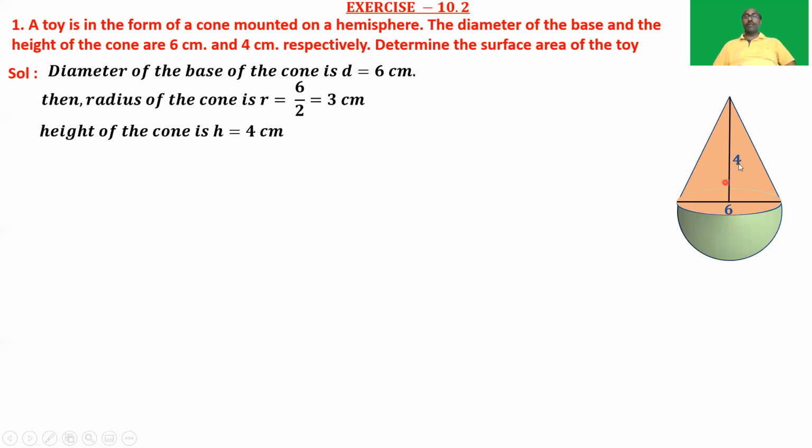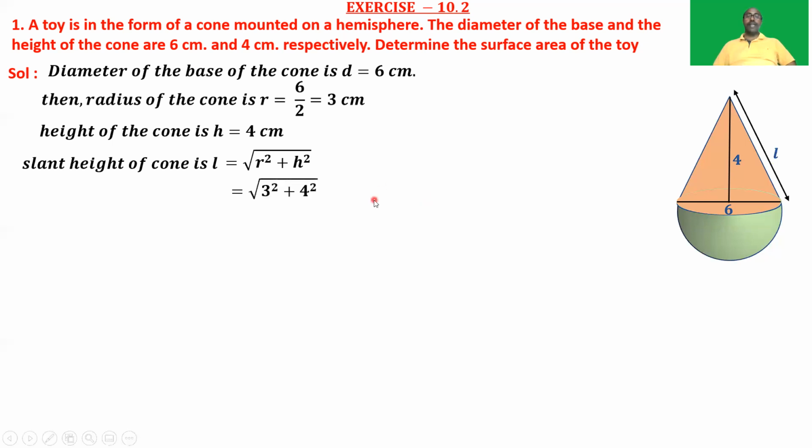So now we have to find its slant height, because the curved surface area of a cone is equal to pi RL, where L is not given in the problem. So we have to find the slant height. The slant height of the cone is L is equal to under root R square plus H square. By substituting R is equal to 3 and H is equal to 4, we get L is equal to 5. So the slant height of the cone in the given toy is 5 centimeters.